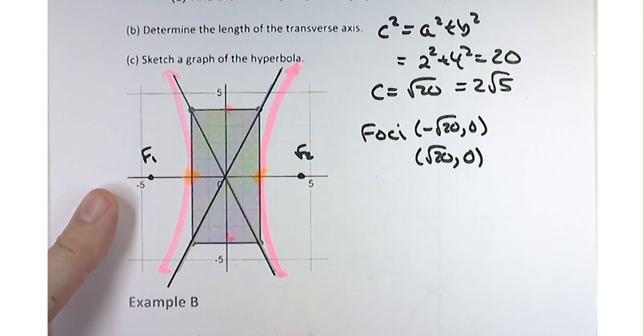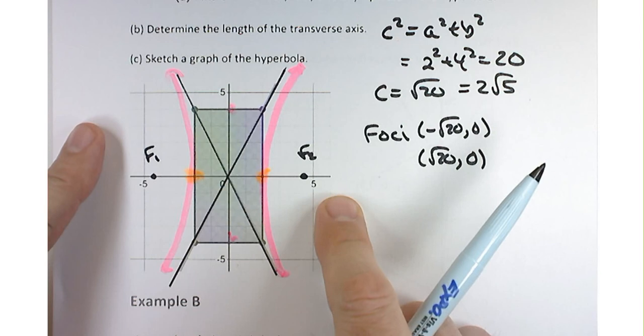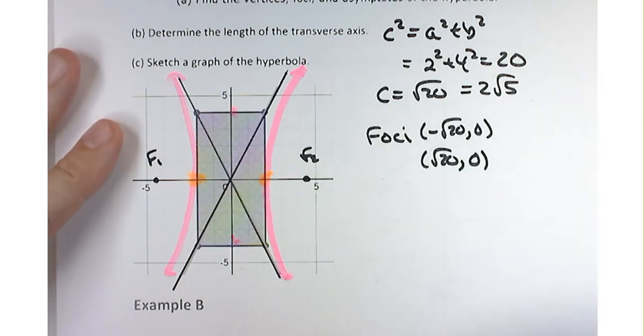All right. There we go. So it opens left, right. We found the foci, etc. We're looking good. Ready to try another one? All right. Thank you.